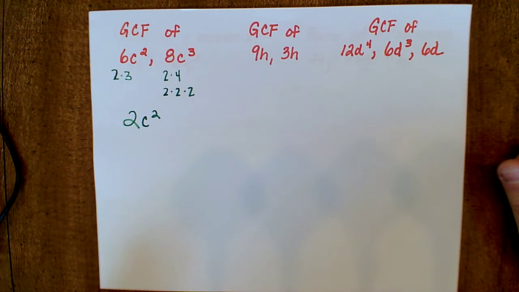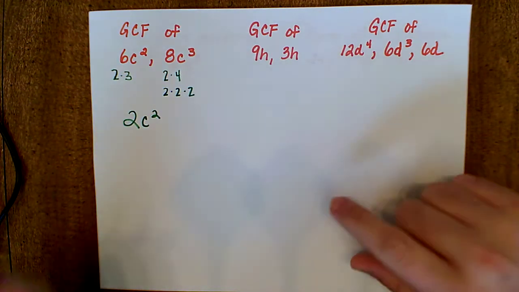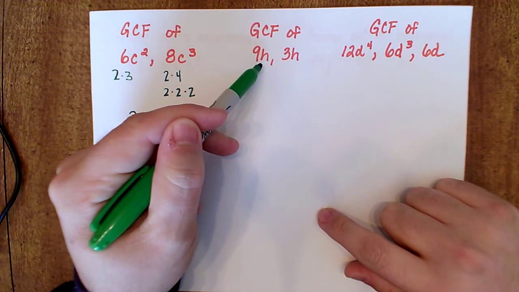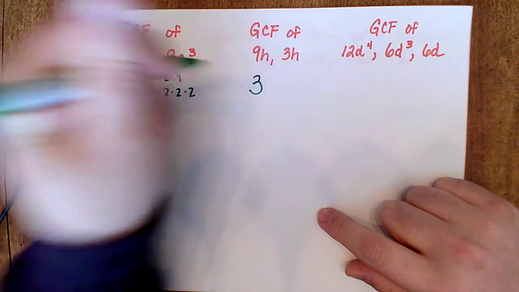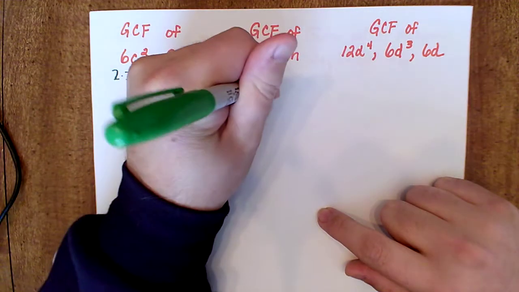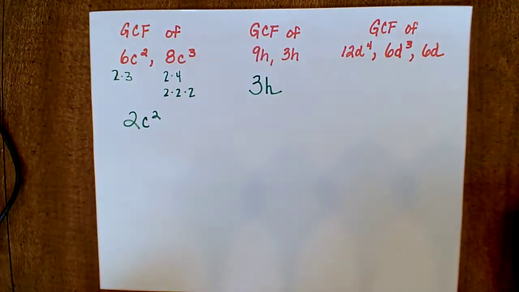All right, next we have 9h and 3h. The biggest number that goes into 9 and 3 would be 3, and they both have an h, so 3h is the greatest common factor.